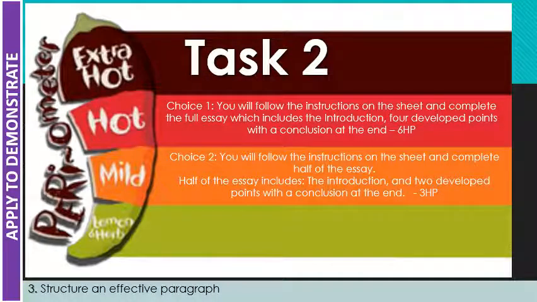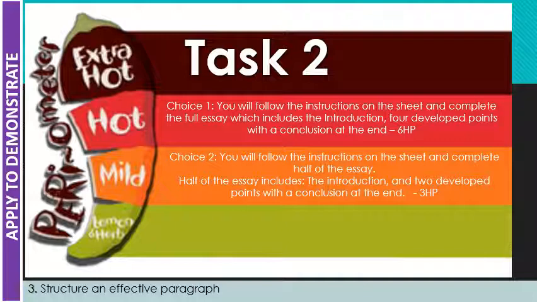So now you are going to start with your second task. Now you should use everything that we have discussed so far to help you do this. So you have two choices. Choice 1, which is hot, and choice 2, which is mild.